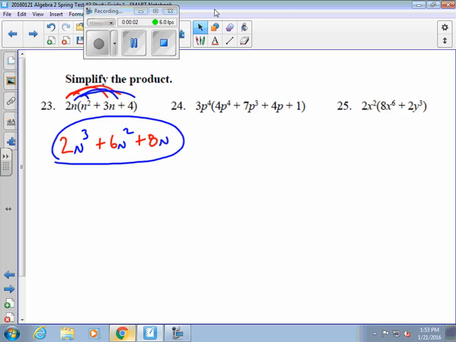It's Algebra 2, test number 3 for the springtime. Part 2, we're picking up on number 24: 3p to the fourth times 4p to the fourth plus 7p to the third plus 4p plus 1. You need to distribute the 3 to all of the terms.